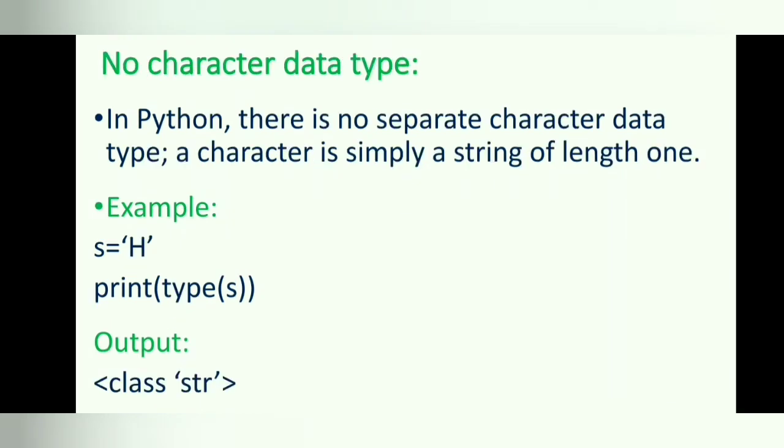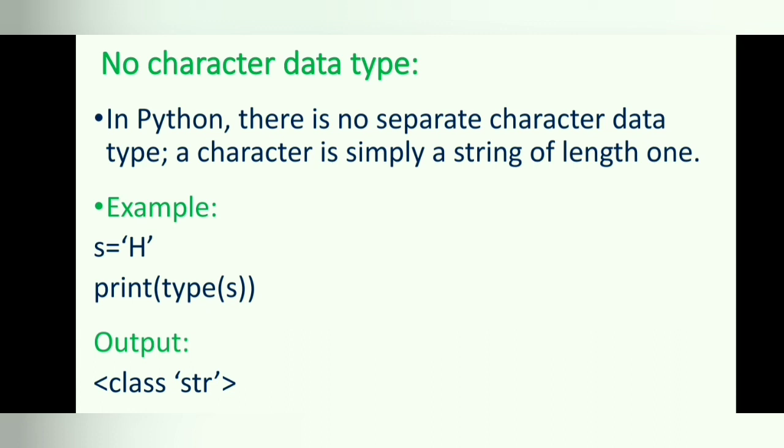No character data type. In Python there is no separate character data type. A character is simply a string of length 1. Example. In this example, a single character h is assigned to the variable s. We can get the data type of an object by using the built-in function type. So the print statement print type s will display the data type of the variable s. Here it is str. In Python, the string data type is represented by the str class.